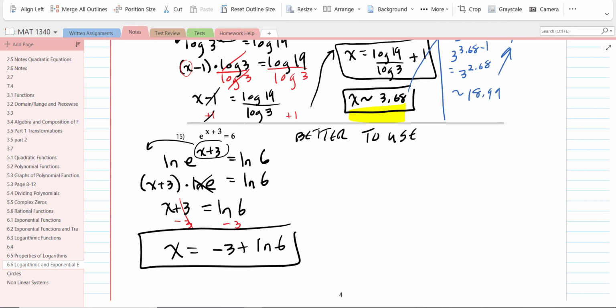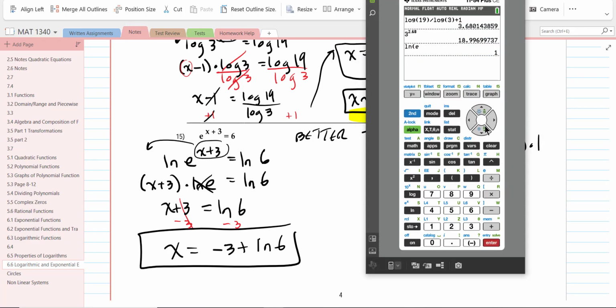Daniel asks: why is ln e not input as 1 and then added to it? When you multiply something by 1, nothing changes. So think of it this way. Really, it's x plus 3 times 1. I just didn't show that step, but it might help if you do. Now take the calculator and just plug it in.